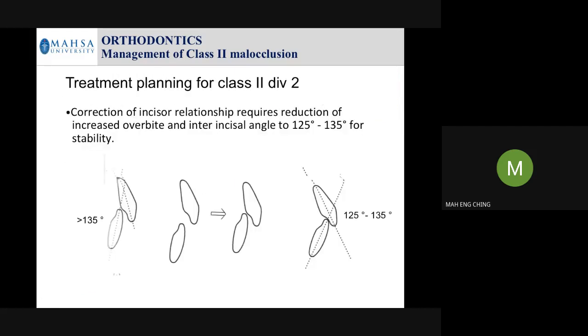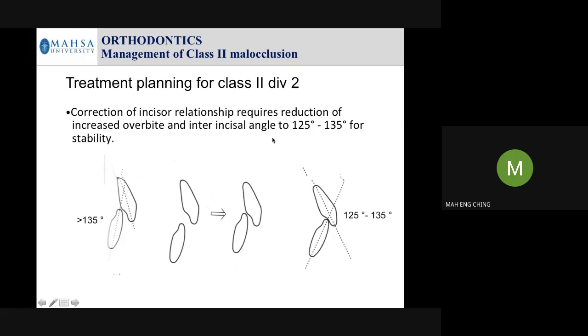Okay, so we know all the features: skeletal, dental, soft tissue. Now we come to the treatment planning for class 2 division 2. Class 2 division 2 is quite similar to class 2 division 1, except there are certain features you have to pay attention to. Like we mentioned before, they have an increased inter-incisor angulation.